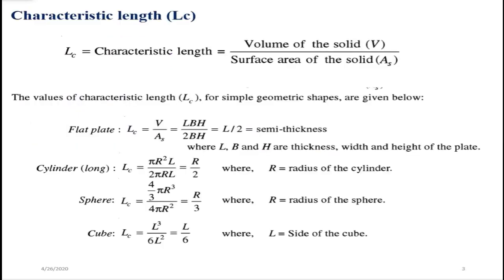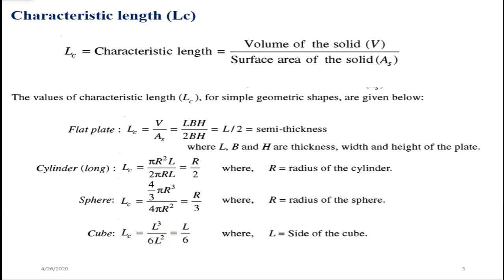Now coming to characteristic length, it is the ratio of volume of the solid to the surface area of the solid. LC, characteristic length, for different geometric shapes is as below. For flat plate, LC is thickness by 2. For cylinder, it is R by 2, R is the radius of the cylinder. For sphere, LC value becomes R by 3. For cube, LC value becomes L by 6.